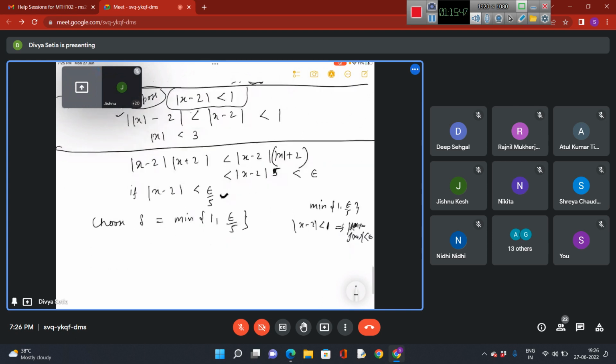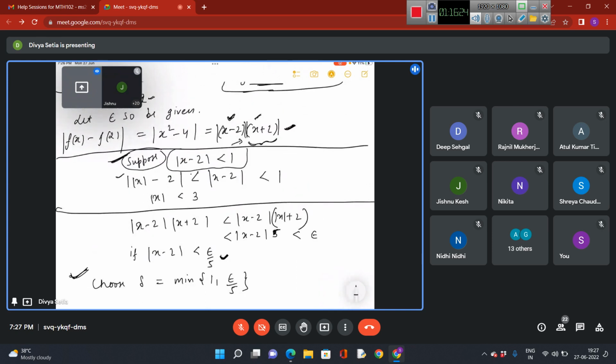And suppose the minimum is epsilon by 5. So then |x minus 2| is less than epsilon by 5. If the minimum is epsilon by 5, that means 1 is bigger than this quantity. That means it's already less than 1. Then also you'll get the result, right? In both the situations, you'll get the result. That's why you have chosen your delta to be the minimum of 1 and epsilon by 5, whichever quantity is small. Fine.